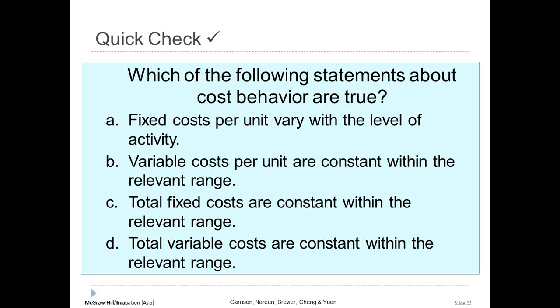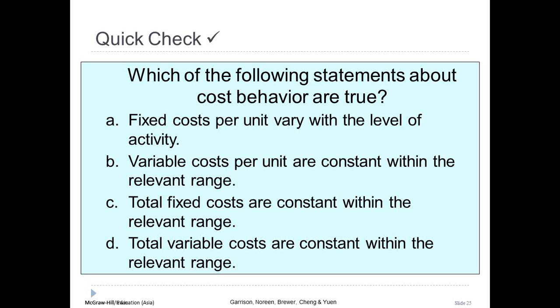B, variable costs per unit are constant within the relevant range. So what was our example? The cell phone example. For every 1 minute, it costs 10 cents. For every 1 minute, it costs 10 yen. In this case, the variable costs per unit are constant within the relevant range. That sounds good. Let's go on to C. Total fixed costs are constant within the relevant range. Well, that sounds pretty good, doesn't it? Fixed costs don't change in a range. So that sounds good.